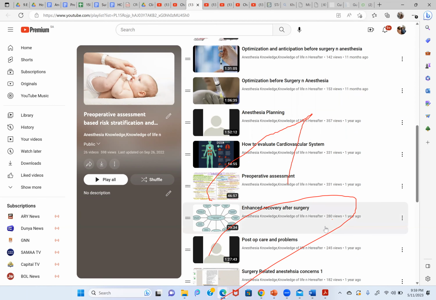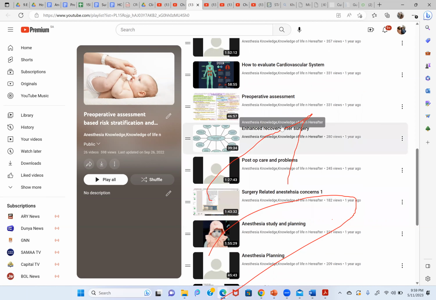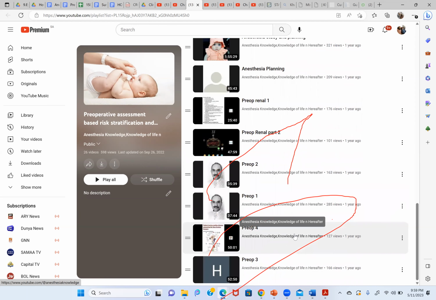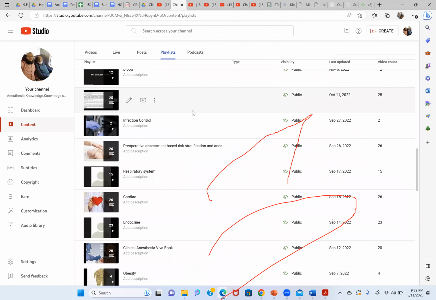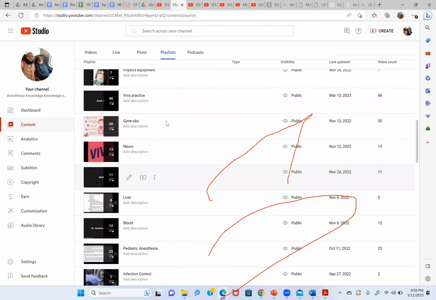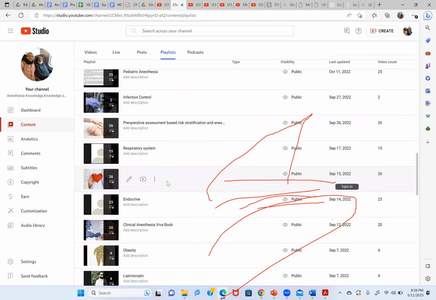I don't need it. But if you understand this, this is for post-op, a concept of enhanced recovery after surgery. I have been doing this for more than 2 years in the form of this Zoom, and you will find the playlist. So for Viva, if you listen to it, a lot of scenarios are discussed here: gyneops, neuro, urology, liver, blood, pediatric anesthesia. If you don't understand anything, you can just drop a message to me, and I'm there to help you out.